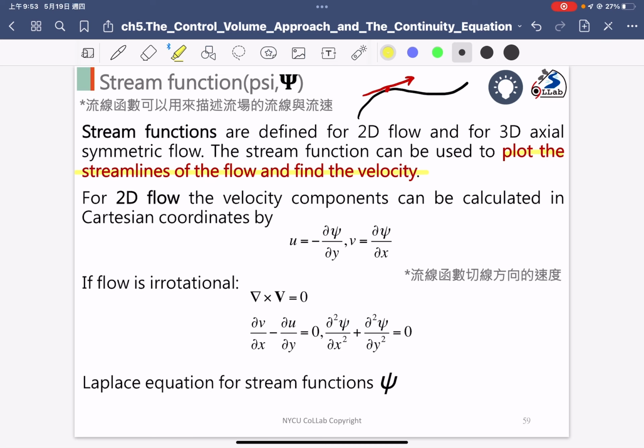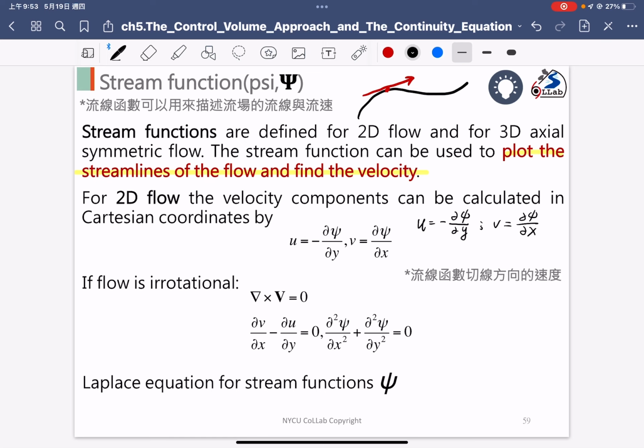Under consideration of 2D flow, the velocity components can be calculated in the xy coordinates. So first we define u. Sorry, I changed the pen size. So u is minus dψ dy, and the v velocity is dψ dx.